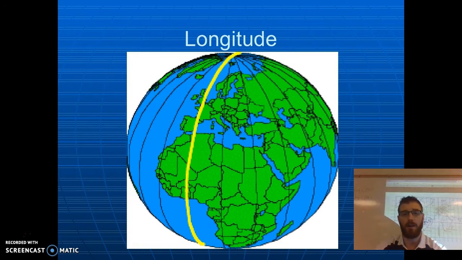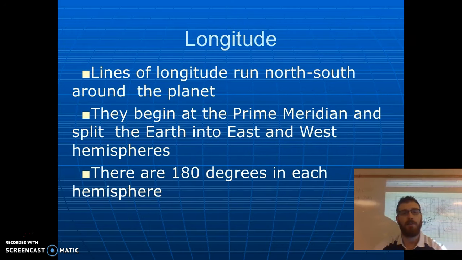Now we're moving to longitude. Lines of longitude run north to south around the planet, so they measure east and west, but they run north to south. This is different from latitude, which runs east to west but measures north and south. There are 180 degrees in each hemisphere because the prime meridian will separate them into the eastern and western hemisphere. The highest number of a longitude you can have is 180 degrees.